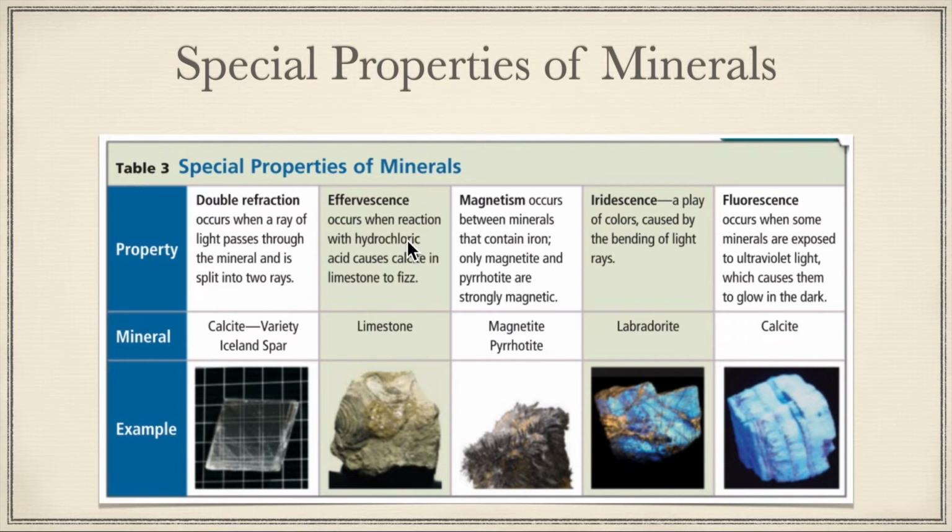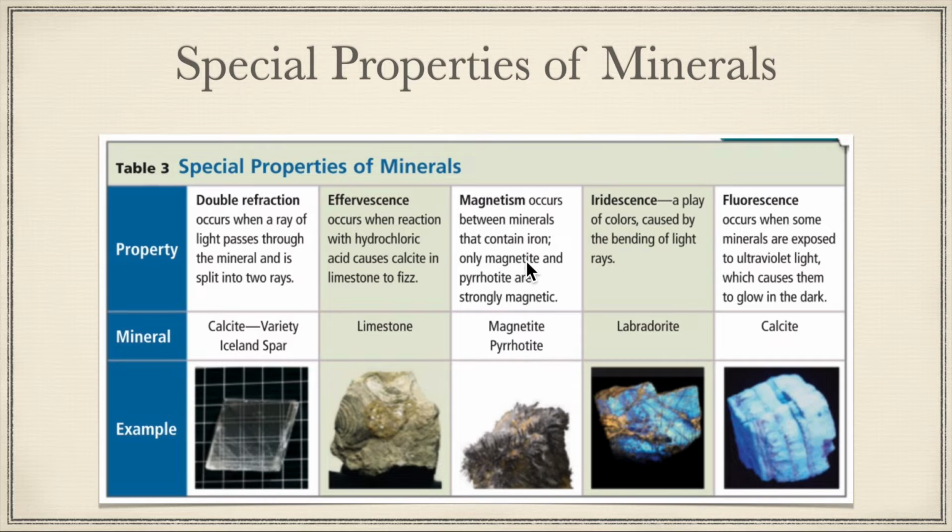Effervescence occurs when a reaction with hydrochloric acid causes calcite in limestone to fizz. So we have limestone, you put some hydrochloric acid on it, it bubbles, you know it's limestone. There's a few others that will do that, but limestone is your major one. The other ones are all forms of limestone. Magnetism occurs between minerals that contain iron, so only magnetite and pyrrhotite are strongly magnetic.